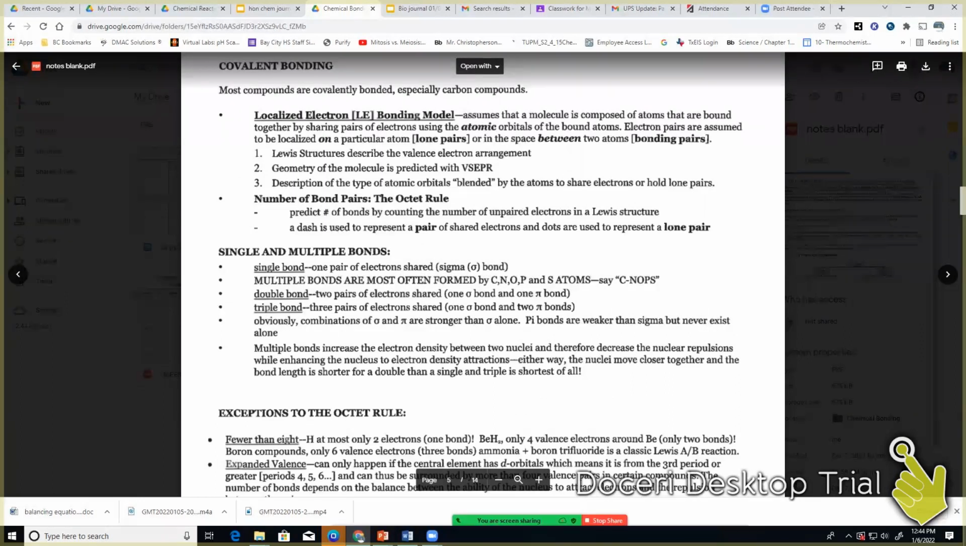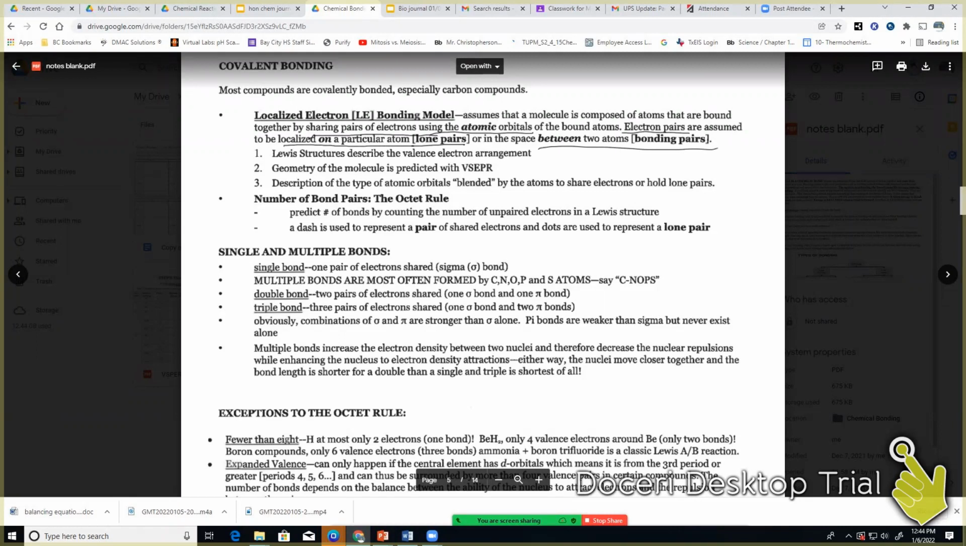So we have one theory that we talk about for the bonding of those. It's called the localized electron bonding model. It assumes that a molecule is composed of atoms that are bound together by the sharing of electrons using the atomic orbitals. So that's going to be the valence electrons. There are other electron pairs that are assumed to be localized on just a particular atom, and that's the lone pair, like we did yesterday, or in the space between the atoms if it's a bonding pair.